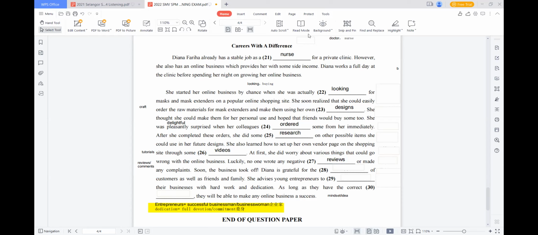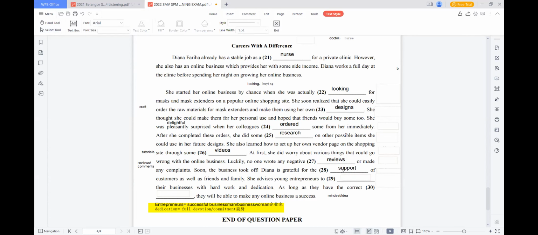28, what's your answer? Okay, for the what of customers. Okay, great. I can see people typing. All right, support. Why support there's no S? Because support is uncountable. 是不可以数的名词，所以没有 S. Okay, 29. Good job, everyone. 29, your answer.